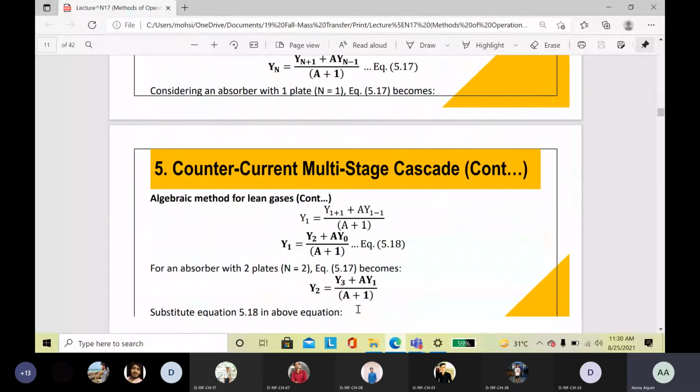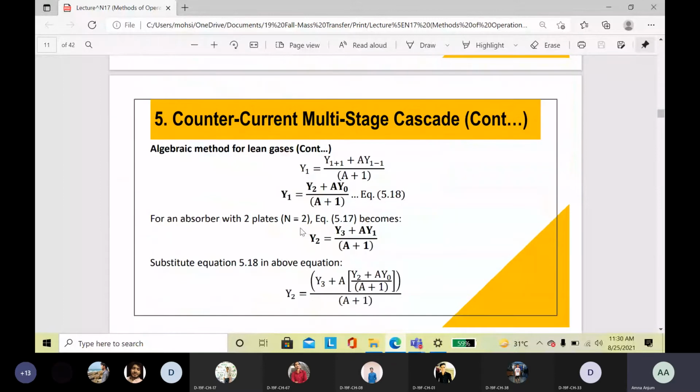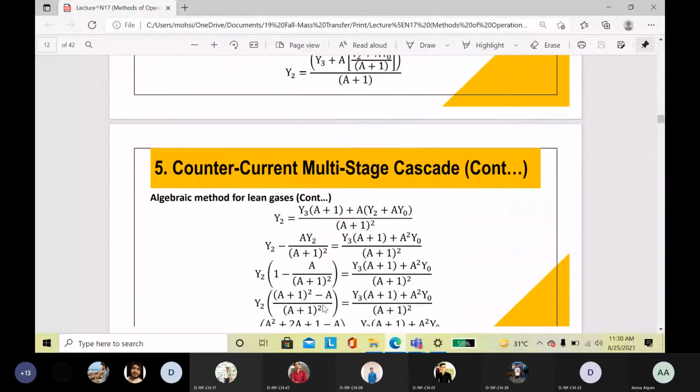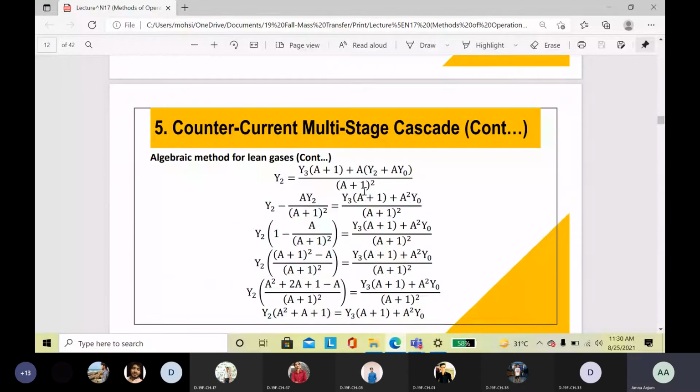For an absorber with two plates, we put 2 in place of n in equation 5.17, and we get the equation for y2, that is y2 equals y3 plus A y1 over A plus 1. Substitute equation 5.18 in the above equation. This y1 equation we put in this equation, and we get y2 equals y3 over A plus 1 plus A times y2 plus A y0 over A plus 1 whole squared.